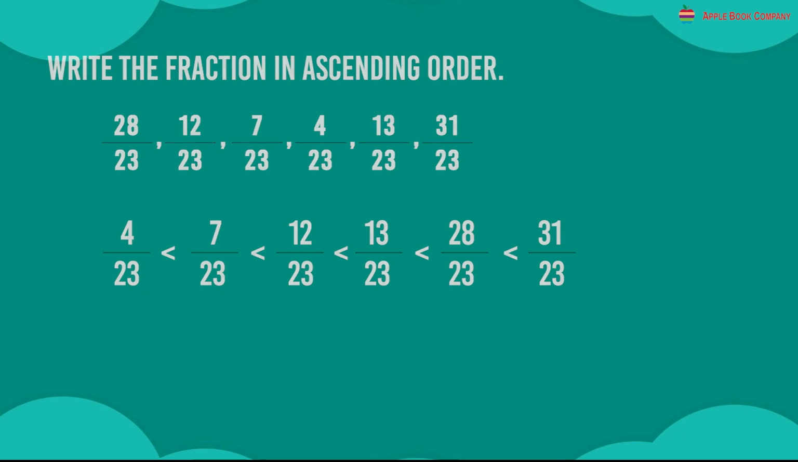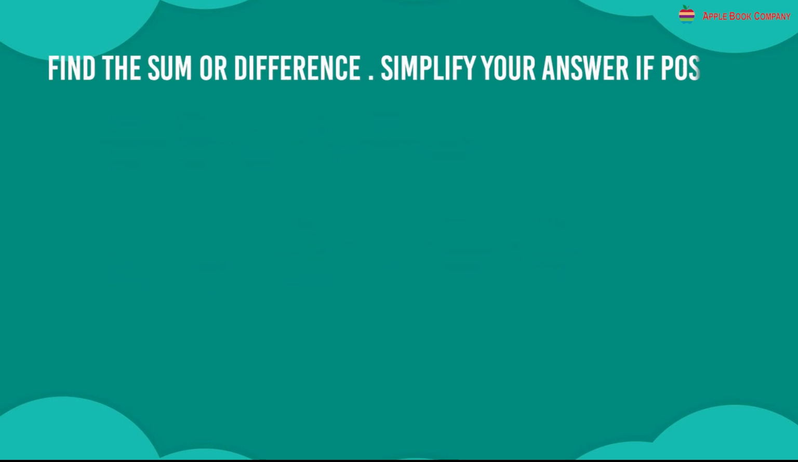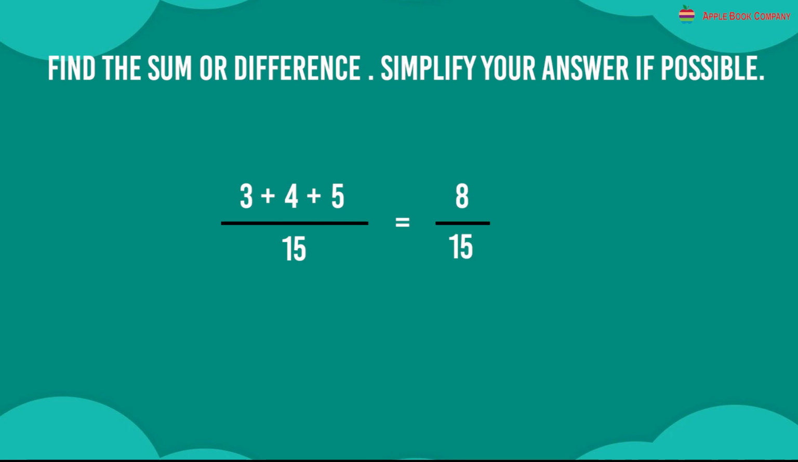Find the sum or difference. Simplify your answer if possible. First one, we notice that the denominator is same. Hence, this can be represented as 3 plus 4 plus 5 divided by 15, which is 8 by 15.